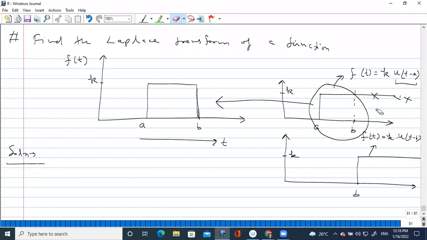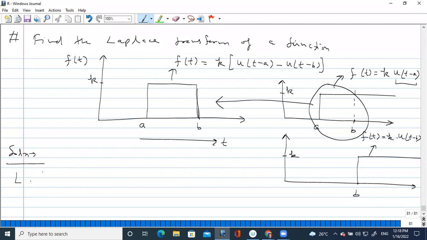So like this skill you should have, then only you can solve such type of problem. So these are difficult problems, no problem. So you must learn this. So here ultimately this function will be f(t) equal to k into u(t minus a) minus u(t minus b). This type of logic if you apply, then only you can solve this problem.